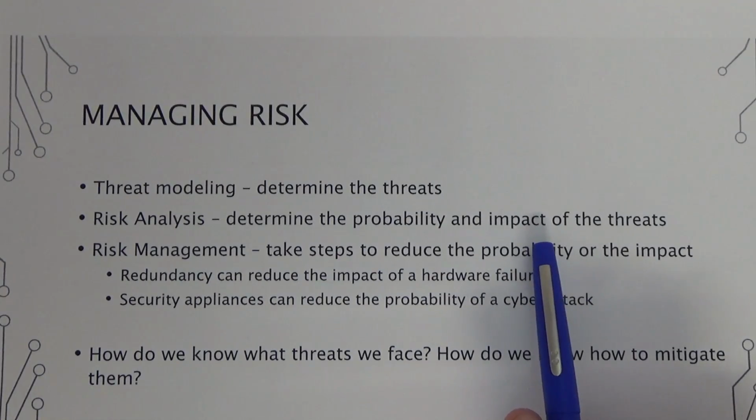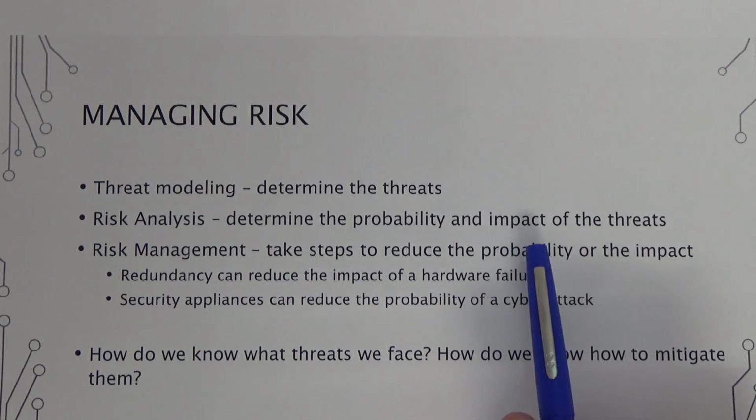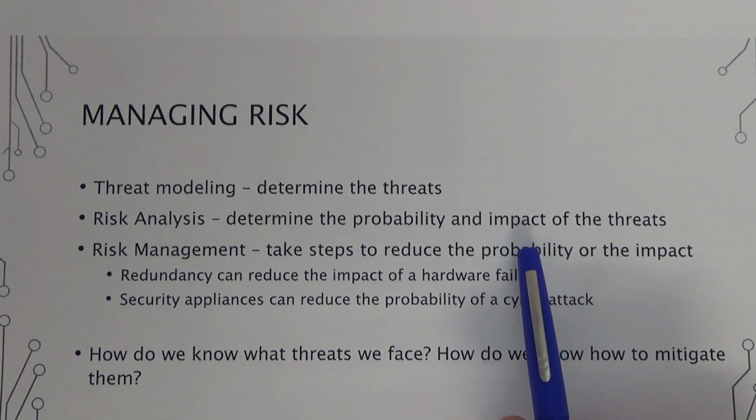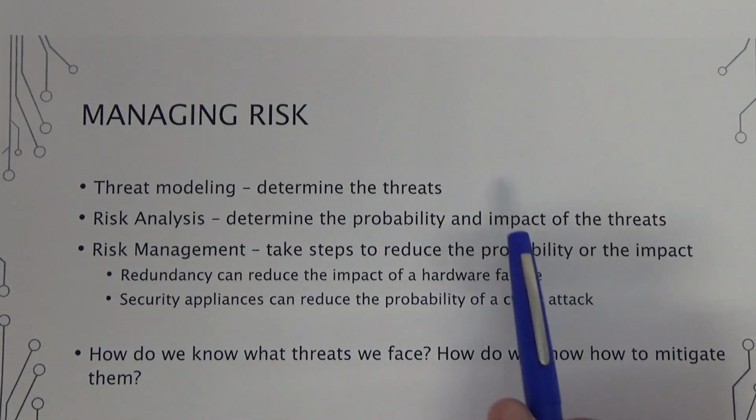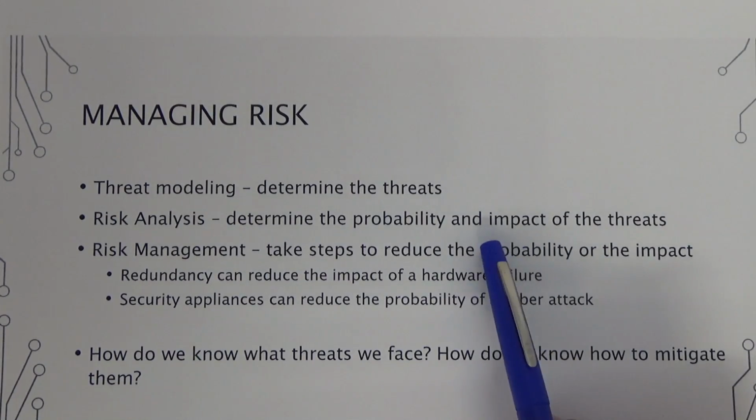Then the impact. Well, what happens if that threat does actually take place? What if lightning does strike the building, we lose data? Do we have backups? Do we have that data in other places? Could we reconstruct that information? Or would we lose it? And how much would it cost us if we lost that information? That's the impact. Usually we analyze impact from low to high.